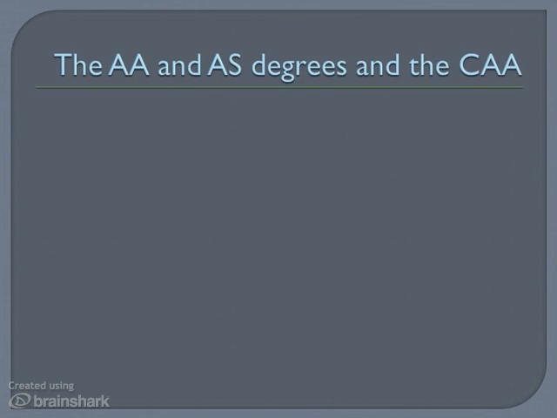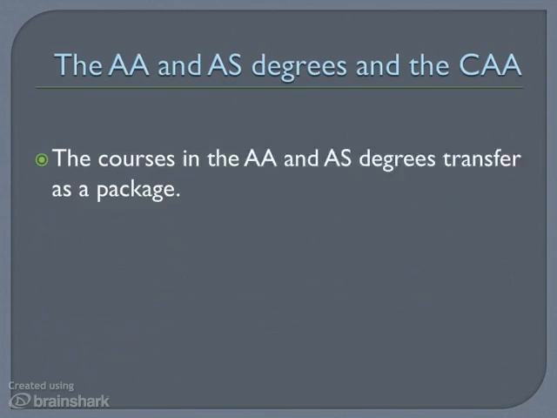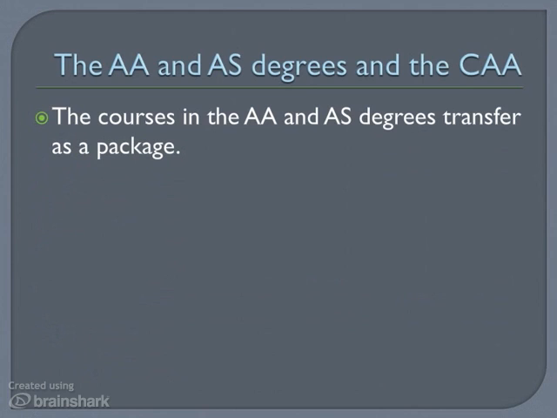So what is the improved protection that transfer students get from the Comprehensive Articulation Agreement when they complete an associate's degree? Well, first of all, 60 credit hours will transfer as a package when you are accepted to the university. Bachelor's degree programs typically require 120 credit hours, so by completing the AA or AS degree, you're halfway finished with the requirements for the bachelor's degree.